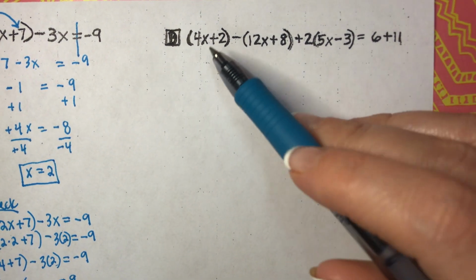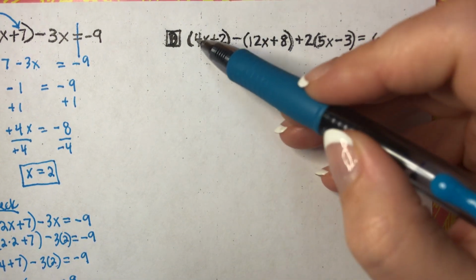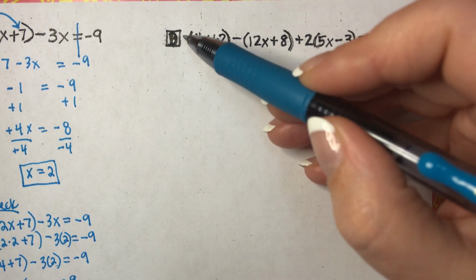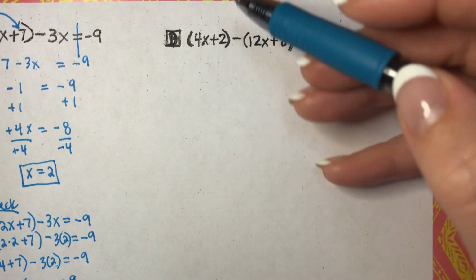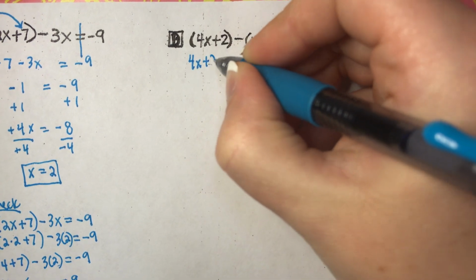So, like the last one, there's a lot of parentheses. So let's look here for this set of parentheses. There's no number on the outside of it, so this set of parentheses is really unneeded. So I'm just going to rewrite it. 4x plus 2.